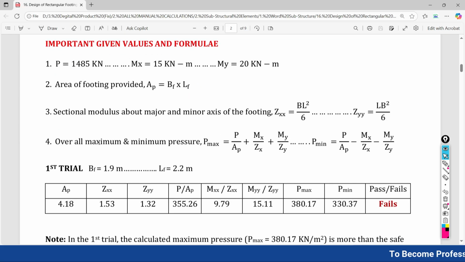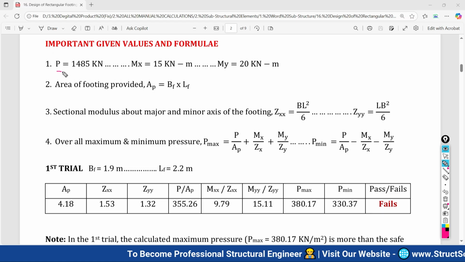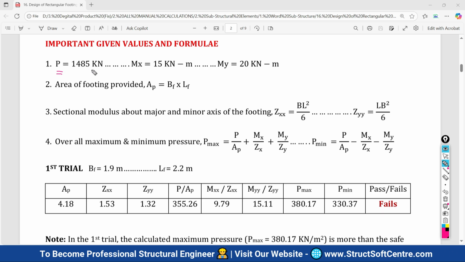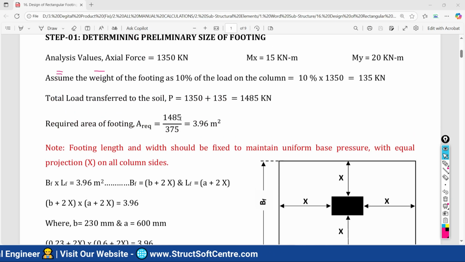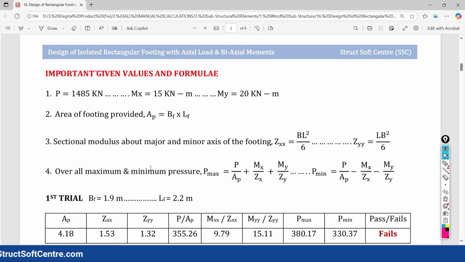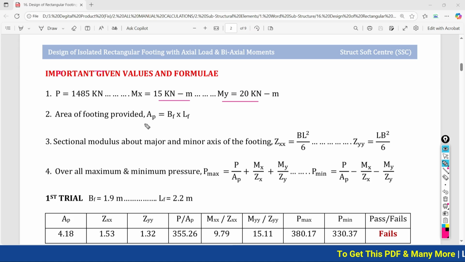Now we are going to introduce the moment into the calculation. So here are the important given values and the formula. Total axial load including the self weight of the footing is 1485 kilonewton. We have already done the calculation for this. If I show you here, it is the total P value, that is 1485 kilonewton. So here it is written. Now the moment about the major axis is 15 kilonewton meter, and the moment about the minor axis is 20 kilonewton meter. Keep this in your mind. Area of the footing provided: what is the area of the footing provided? That will be equal to the width of the footing times the length of the footing.